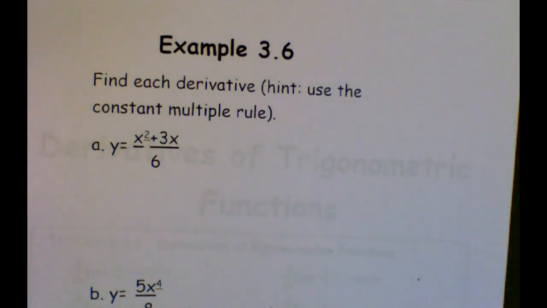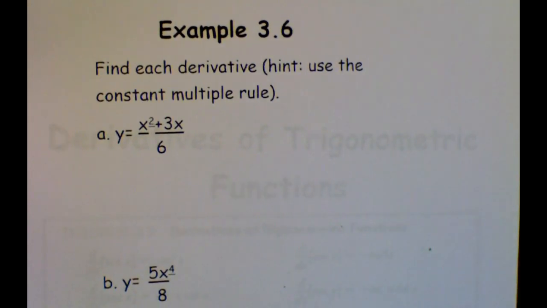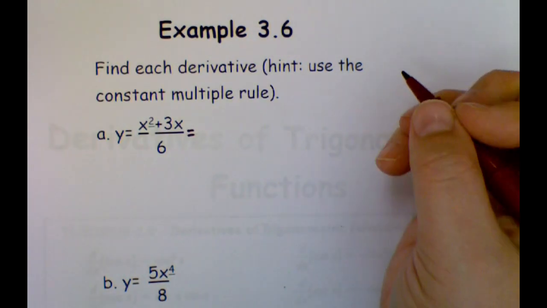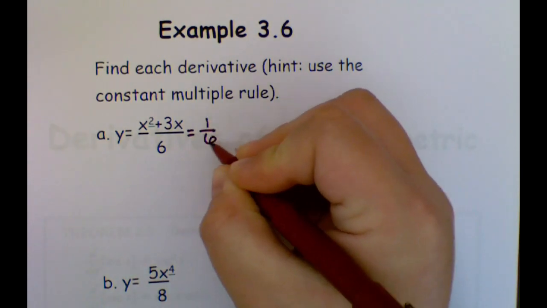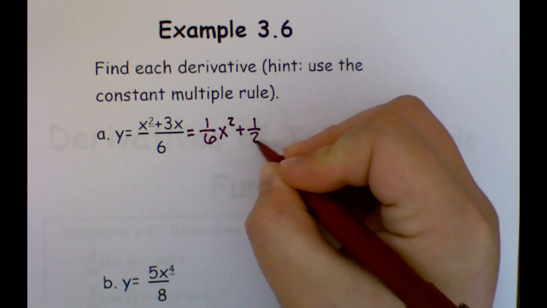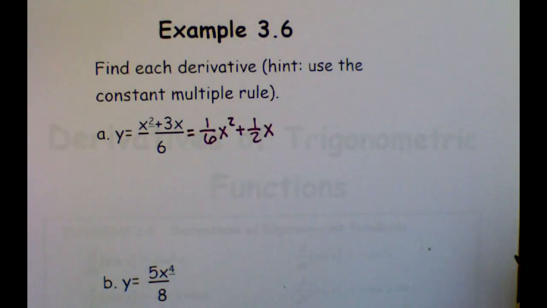All right, so we're going to find some derivatives. And our hint here is to use the constant multiple rule. So basically, we are going to rewrite these before we take the derivative. Because (x squared plus 3x) over 6 can be rewritten as 1/6 x squared plus 3/6, or 1/2 x. And now my life is much easier. I do not need to use the quotient rule. You only have to use the quotient rule if you have x's in the top and the bottom.